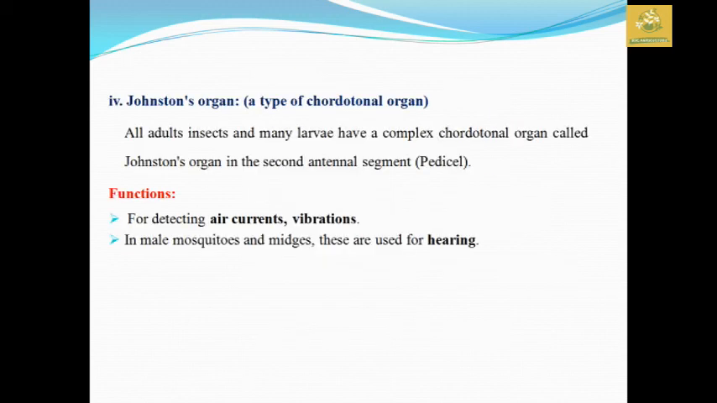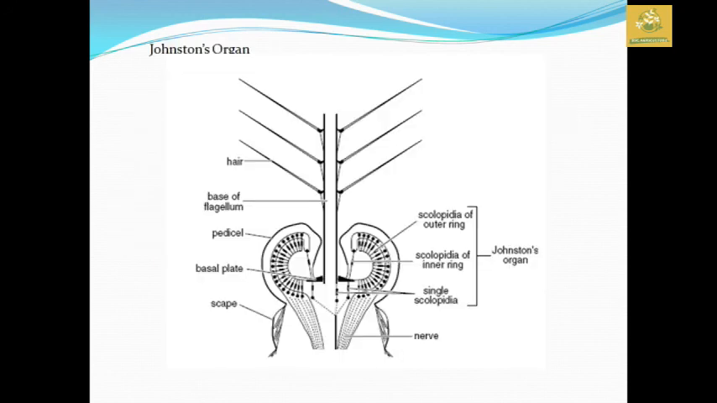After that, we are going to see the Johnston's organ, which is a type of chordotonal organ. It is present in all adult insects and is also found in many larvae, where they have a complex chordotonal organ, also called the Johnston's organ, in the second antennal segment, which is the pedicel of the insect body. They are used for detecting air currents as well as vibrations in the environment. In male mosquitoes and midges, they are used for hearing different sounds from the environment.